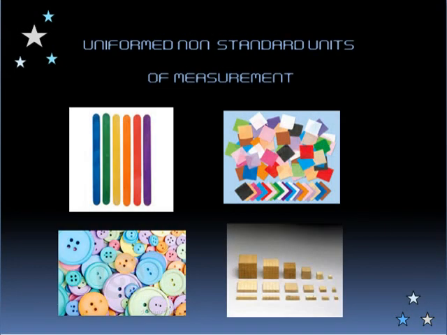During our activities, we're going to be using uniform non-standard units of measurement to help us calculate area and perimeter. Uniform non-standard units of measurement refer to the fact that they're not necessarily formal units of measurement like a ruler, but they're going to help us to calculate area and perimeter in an accurate visual representation because they are all the same size, length, width, or shape.